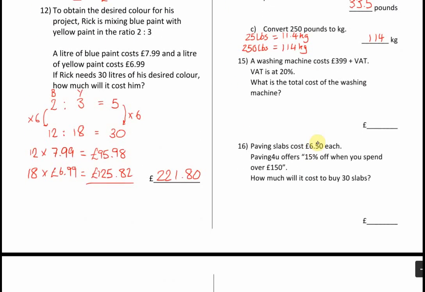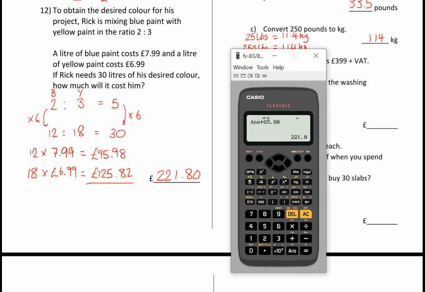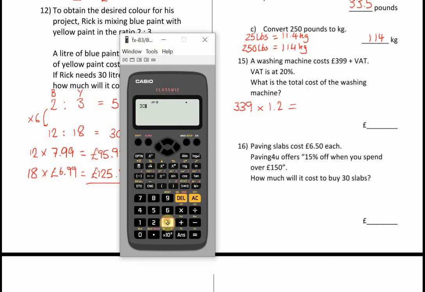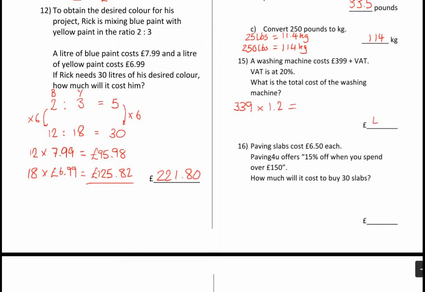Number 15, a washing machine costs £399 plus VAT. VAT is at 20%, so we need to add 20% to this basically. What is the total cost of the washing machine? So if I'm going to increase something by 20%, the quickest way to do it is just to use a multiplier that would do that for me. So I'm going to times by 1.2. Timesing by 0.2 would find me 20%. Timesing by 1.2 will instantly increase it by 20%. And that gives me £406.80.